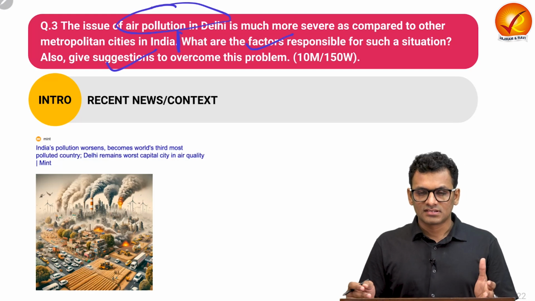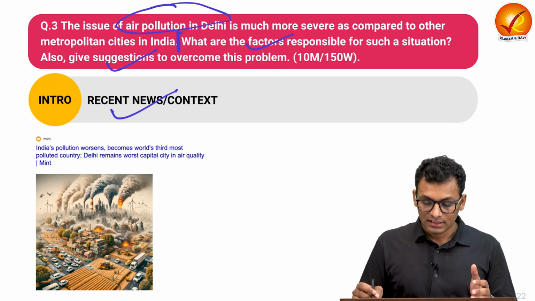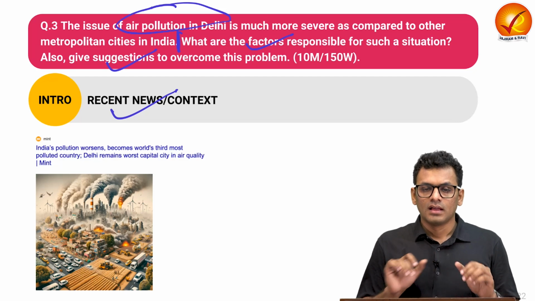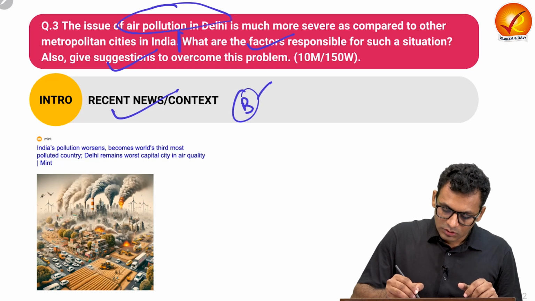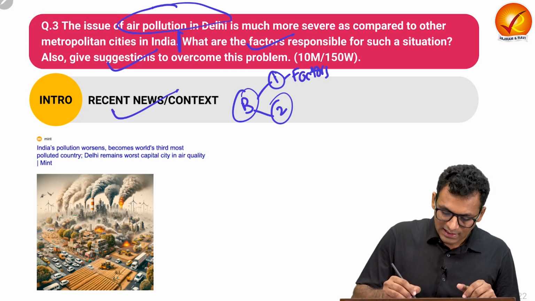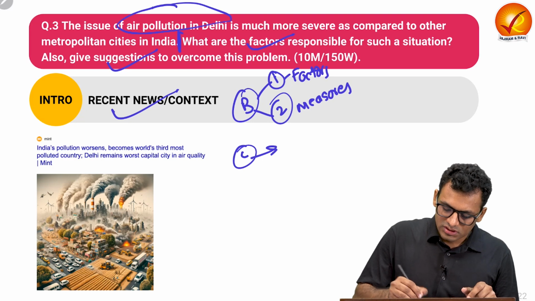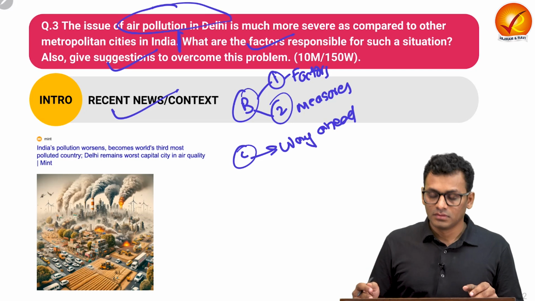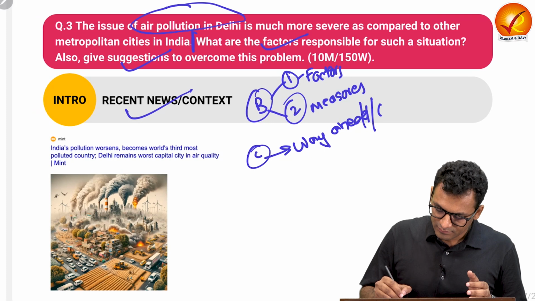So if you structure this answer, in the introduction, you can provide the context, as in the issue of air pollution in Delhi is much more severe as compared to other metropolitan cities. So there is a comparative kind of context that you have to provide. In the body, you can firstly talk about the factors, and in the second heading you can talk about the measures, and lastly in the conclusion you can talk about the way ahead, apart from the measures that you have already mentioned, or you can also talk about certain government initiatives.